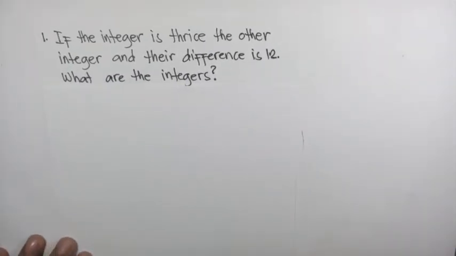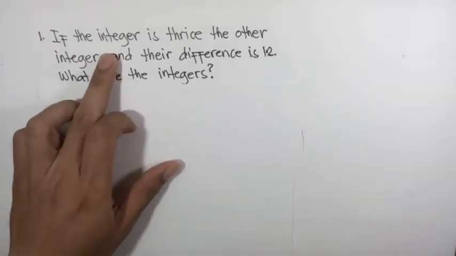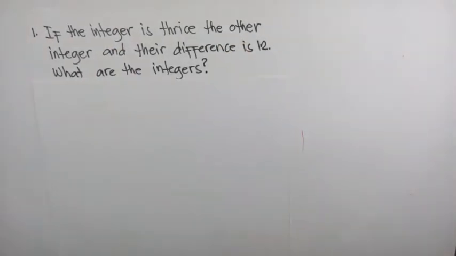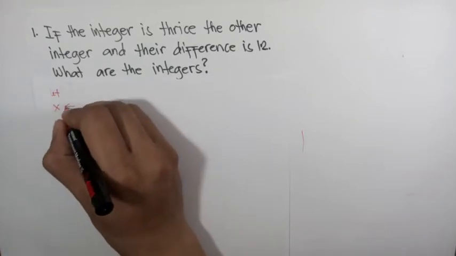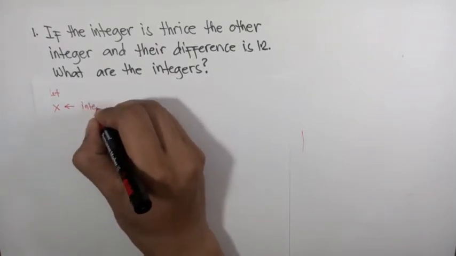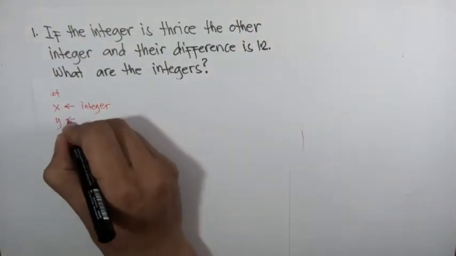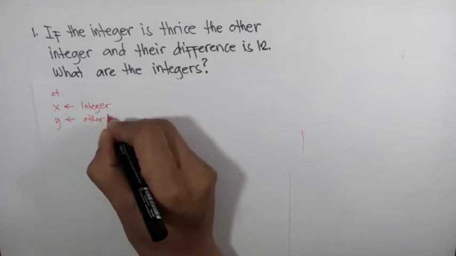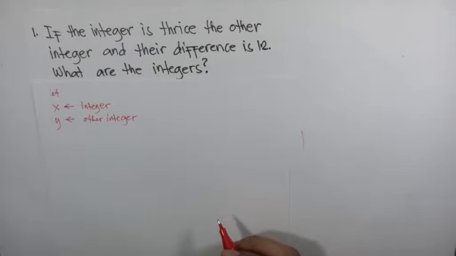Okay, if the integer is thrice the other integer and their difference is 12, what are the integers? So working with this, we need to assign variables for our integer and the other integer, so that it would be easy for us to do. Now we let x be the integer, and the other integer I will just assign as y. Now, let's work.